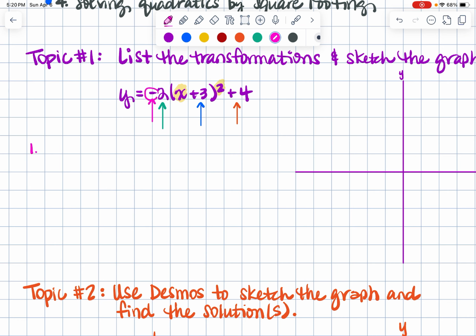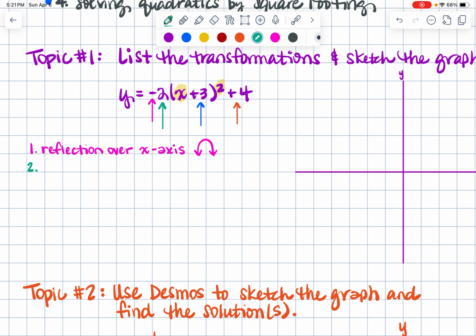So hopefully you guys remember a negative multiplier in the front, right? That is a reflection over the x-axis because we're negating the y's. Anything that's outside the parentheses is affecting the y's. And if I make my positive y's negative y's, then we flip over the x-axis, which in turn tells me that this graph is going to be opening downward, right? Which we're going to sketch here in just a second.